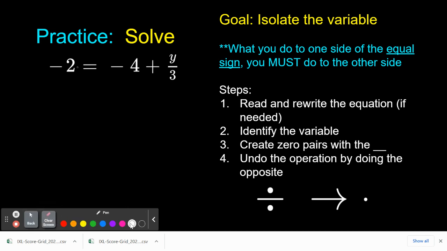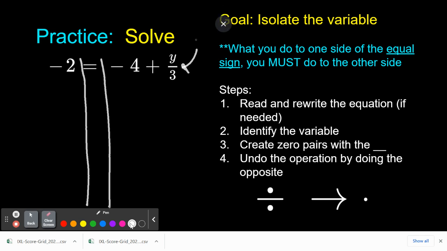All right, let's go for it. Goal is the same: isolate the variable. What we do to one side, we must do to the other. This is -2 equals -4 plus y divided by 3. Remember, that is division. That implies division.